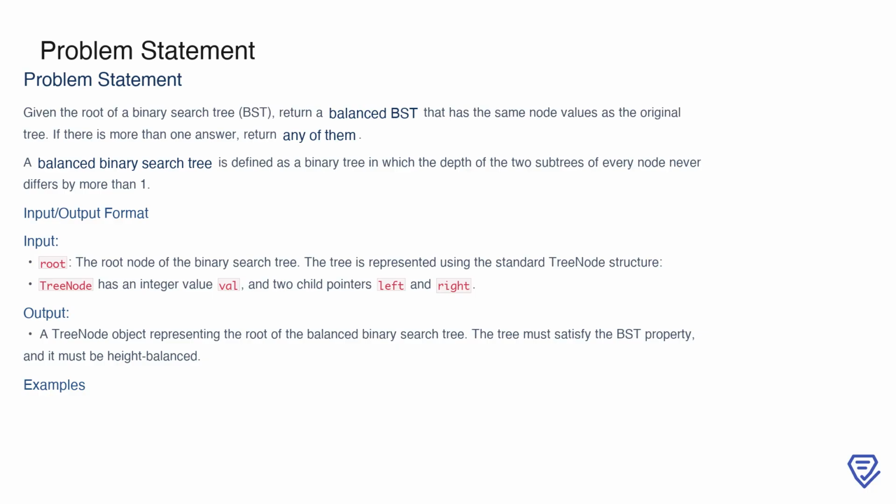The input to the problem is the root node, represented using the standard tree node structure. This structure includes an integer value for each node, along with pointers to its left and right child nodes. The output is a tree node object that represents the root of the balanced BST. The tree must satisfy the BST property and meet the height-balanced criteria.